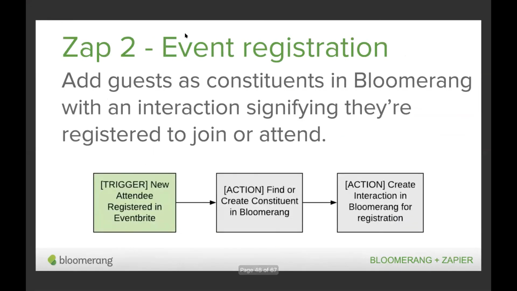Now, the second Zap, that's a template for Bloomerang and Eventbrite, is to log a registration event for each individual who registered for the event. So the neat thing about Eventbrite is that there's a new attendee registered trigger that captures both the purchaser that registers for the event, as well as each individual guest they add onto the order. So if the purchaser ordered 3 tickets, 1 for themselves and 2 for guests, this trigger will trigger 3 times, which allows you to create a constituent record for guests and the primary purchaser, as well as log an interaction for the registration for each.